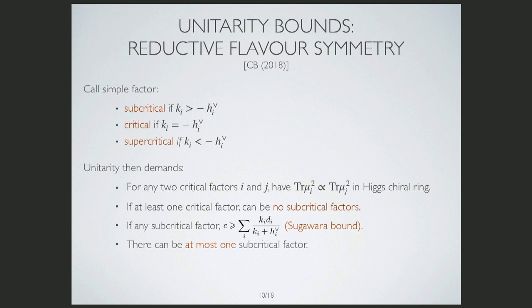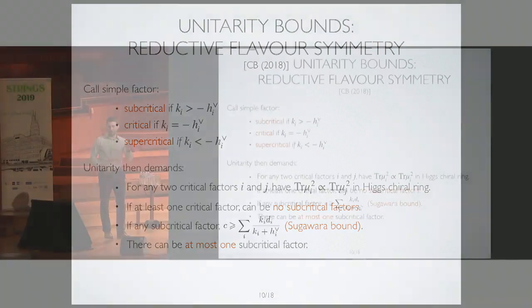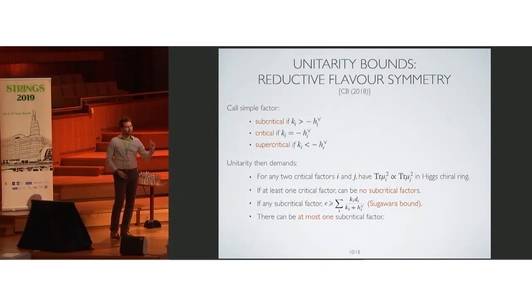If a Kac-Moody level is greater than the critical level, then it is called subcritical. If it's equal, then it's called critical. If it's less, it's called supercritical. That might sound counterintuitive, but if you switch to four-dimensional language, it makes sense.